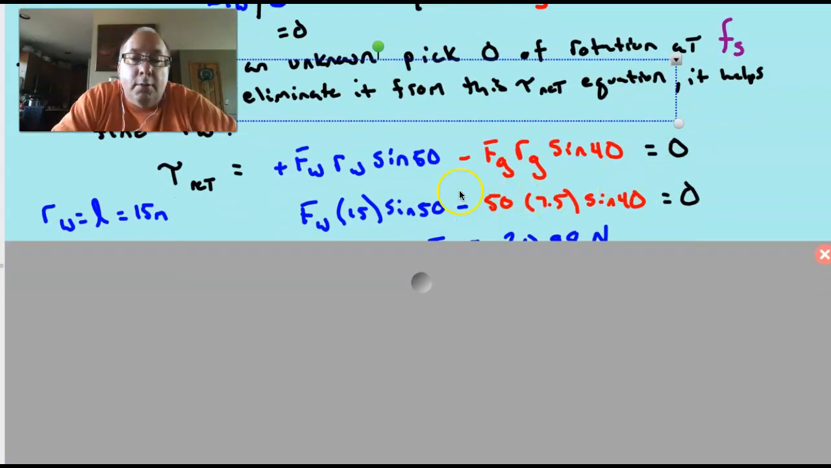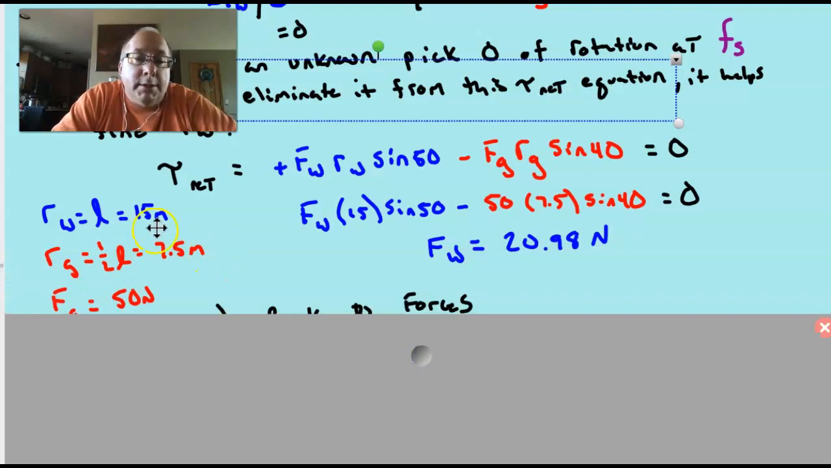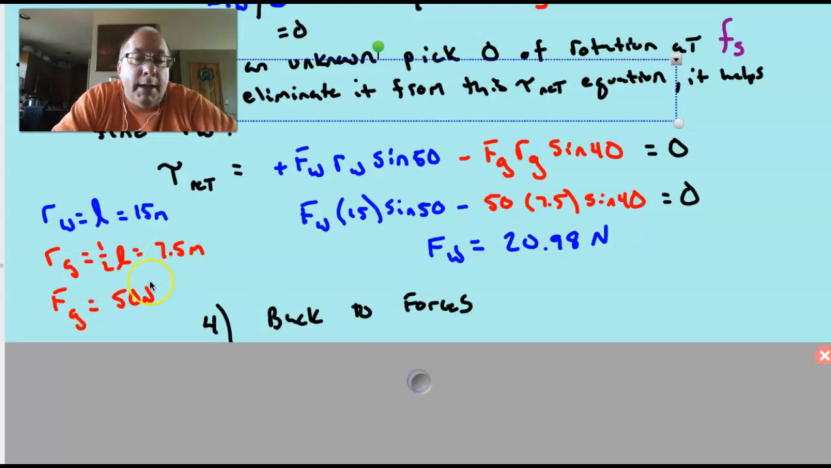All right, so that's our symbolic torque equation, and here I'm substituting knowns that were given in the problem. They told us the length of the ladder was 15 meters. That's the position where the force is being applied from the wall. And since the weight of the ladder would be at its center of mass, that's half the length of the ladder, so that'll be 7.5. And they did tell us that the weight of the ladder is 50 newtons. So substituting in, you can see that we can solve for our unknown, which is the force of the wall, 20.98 newtons.